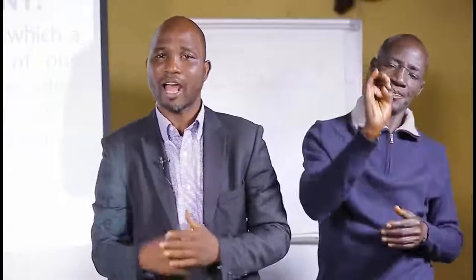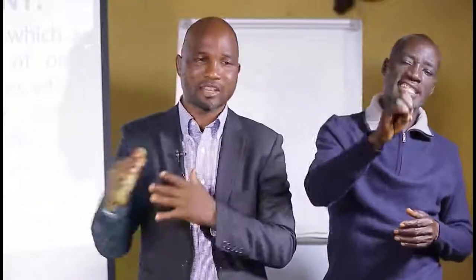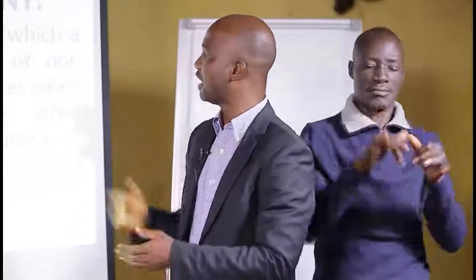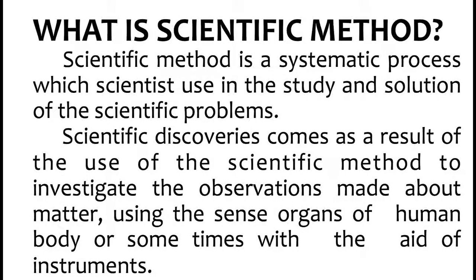So an experiment has variables. There are conditions you vary, and there are conditions that you keep constant. And that is what an experiment is. It's very, very important in the sciences. So I will take you to the next, what we call the scientific method.